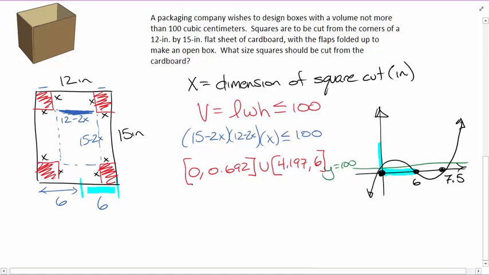I'm going to leave you with this question. Why am I not going beyond 6? Why did I stop at 6?